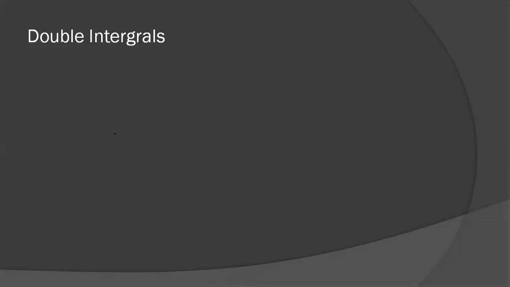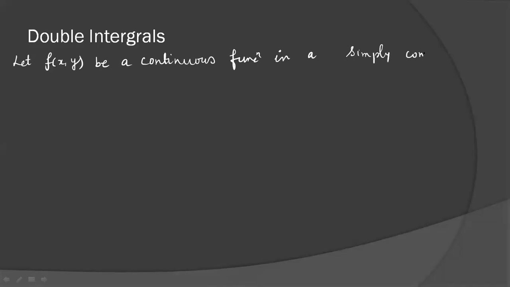So let f(x,y) be a continuous function in a simply connected, closed domain. Simply connected means the function is defined everywhere in the given domain. Closed and bounded, till now you can understand that.